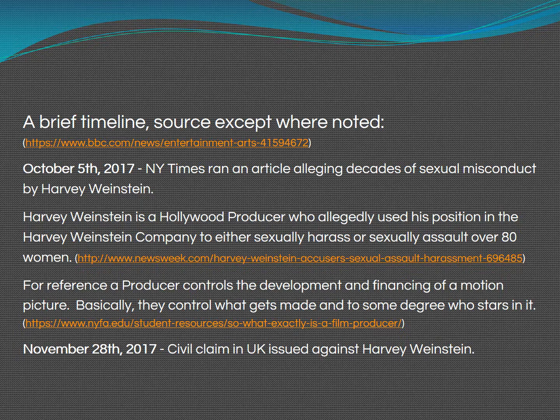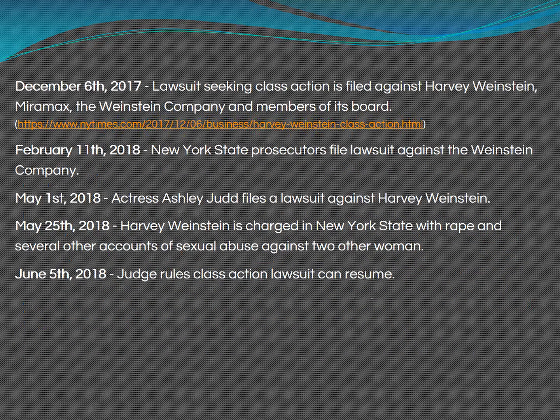November 28, 2017, a civil claim in the UK is issued against Harvey Weinstein. December 6, 2017, a lawsuit seeking class action is filed against Harvey Weinstein, Miramax, the Weinstein Company, and members of its board, including a local person, James Dolan, who is the owner of the Rangers and the Knicks. February 11, 2018, New York State prosecutors file a lawsuit against the Weinstein Company.